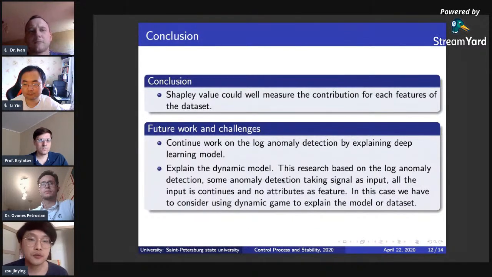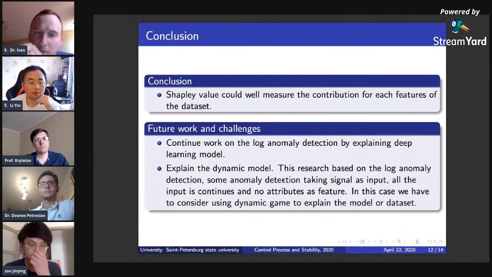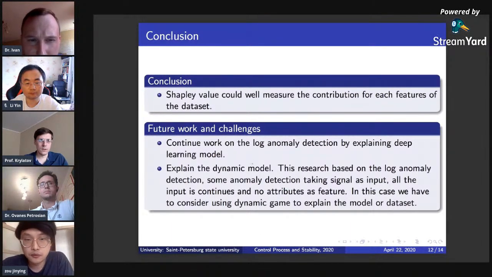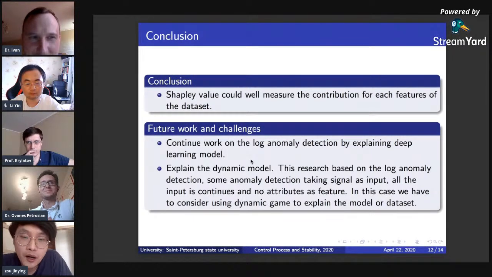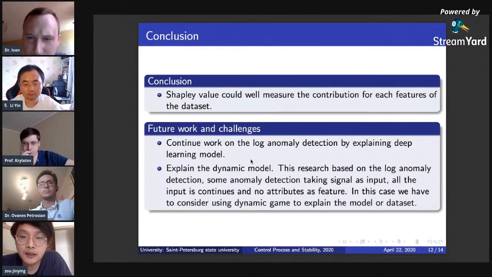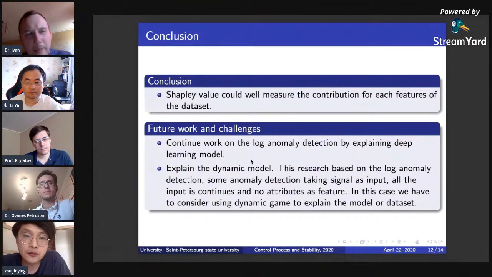And here is our conclusion. We found that the Shapley value can measure the contribution in the system well. We also consider future work and challenges. In this case, we only tested and implemented our method in a static system. So the next step is to implement it in more than one algorithm to see if our method can be applied in all cases. Second is considering a dynamic model. For example, in some real cases the input is a signal, but the signal is continuous. In this case, it's very hard for us to model a game with only a signal. So this is also a challenge that we need to consider.